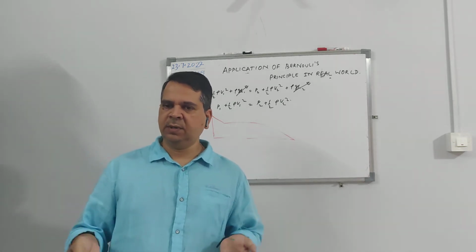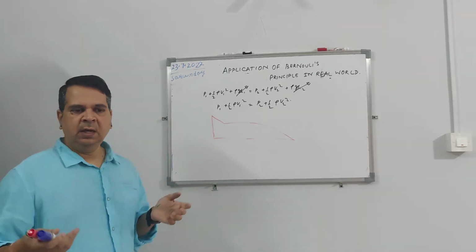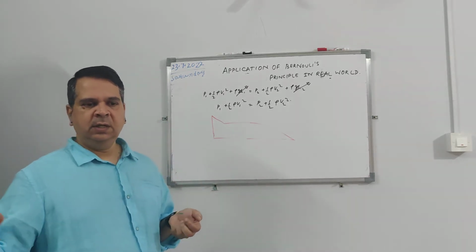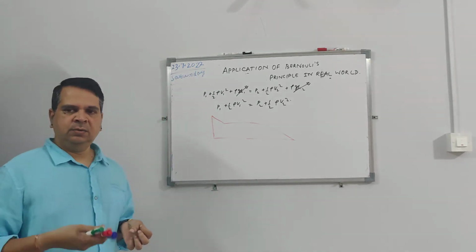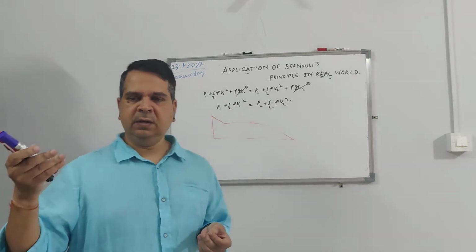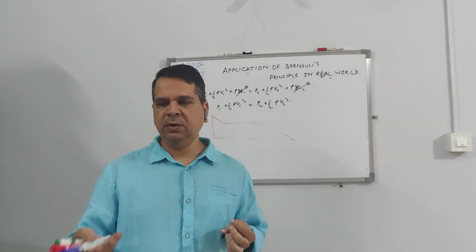So there are two types of aircraft. One is called regional transport, another is called continental aircraft. Suppose you are traveling from Delhi to Heathrow Airport in London. That is around 8,000 miles. That kind of long distance aircraft are called long range aircraft.